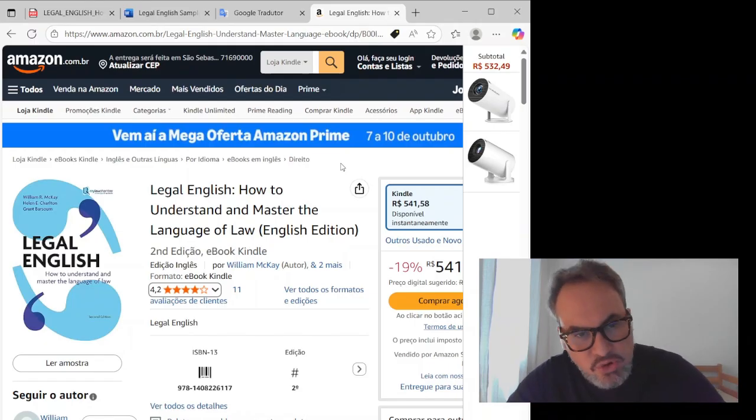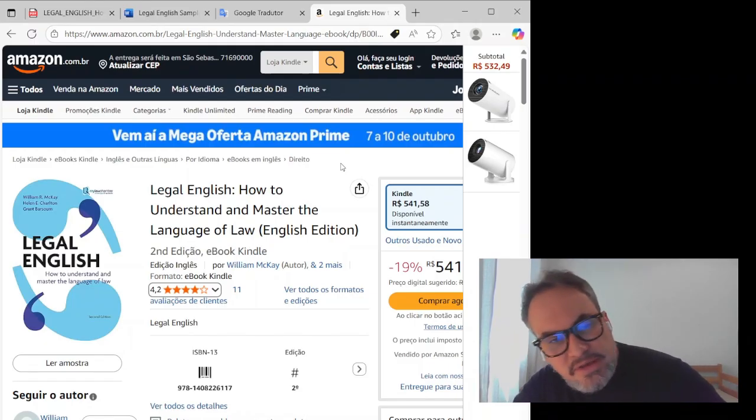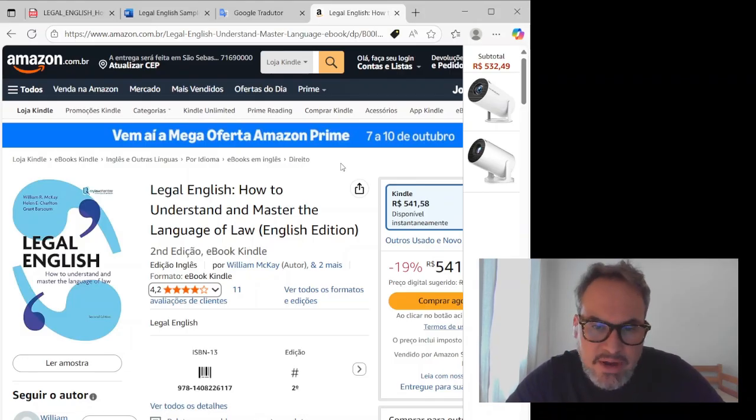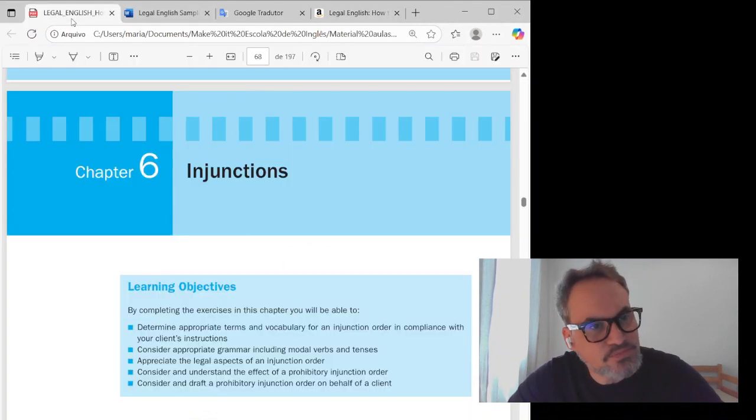Master the Language of Law, the English edition. You can find it here on Amazon for 541 reais. It's not very cheap, I know, but we are using the Kindle version, right? The PDF version.